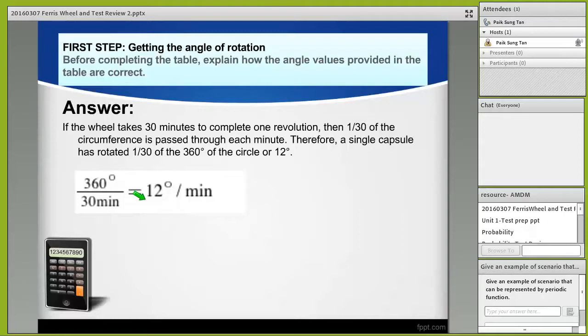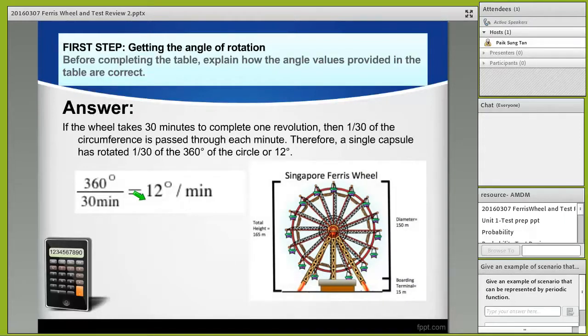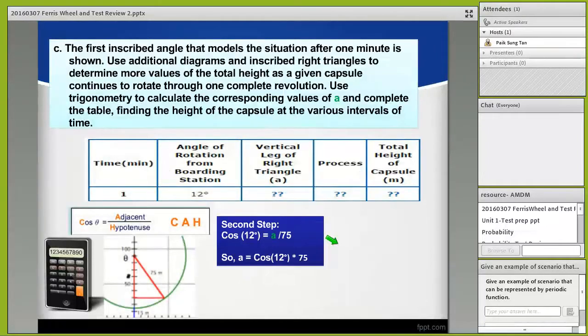You get 12 degrees per minute. That is the central angle that we were looking at. Just now we were looking at this. Let's say this is the capsule after 1 minute. This is the angle right here that we're looking at. Imagine there's a right triangle here, and the central angle is 12 degrees. So right here, that's the angle we're talking about.